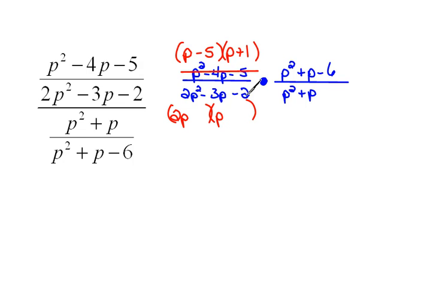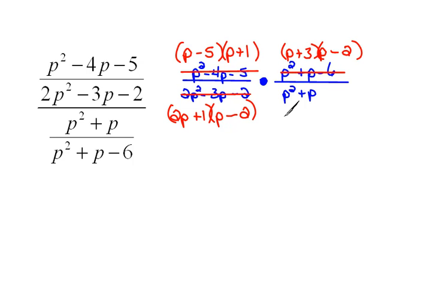Now factors of 2 can only be 1 times 2. And because I want a 3, I think I'm going to put the 2 here so that will give me 4p and 1p, and that will work if my 4 is negative and my 1 is positive. So that is how that factors. Now for the second numerator, let's do trial and error here. That would be p and p. That would be a plus 3 and a minus 2.